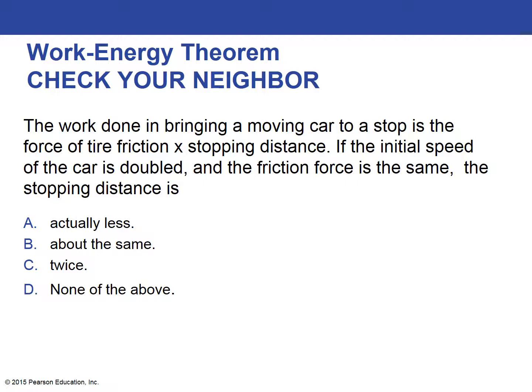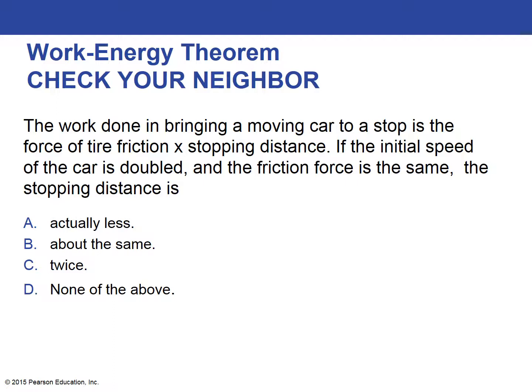So the options are that it's actually less, which we've clearly excluded as I've been rephrasing the question, which is that we know that if the initial speed before braking is doubled, the stopping distance for the same frictional force certainly cannot be less. It has to be more. Is it about the same? Is it twice as much?